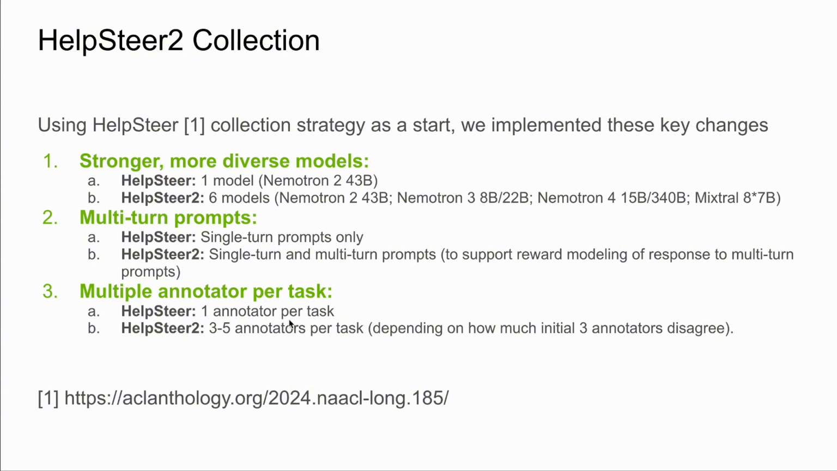We also found that it was useful to have multiple annotators per task. In HelpSteer1, we only had one annotator per task. In HelpSteer2, we increased that to 3 to 5 annotators per task. Whether it's 3 to 5 really depends on how much the initial 3 annotators disagree. If they all agree, we could stop there. But if they disagree a lot, we get more people to annotate the same sample so that we can get some consensus.